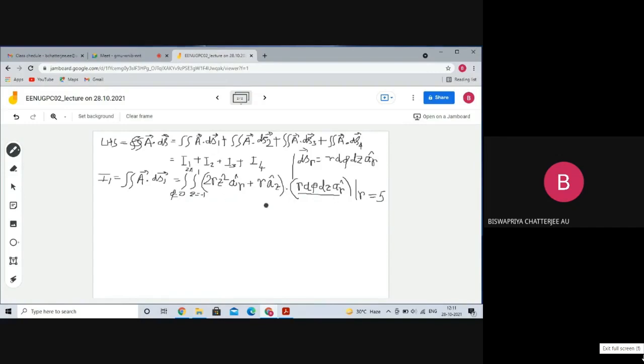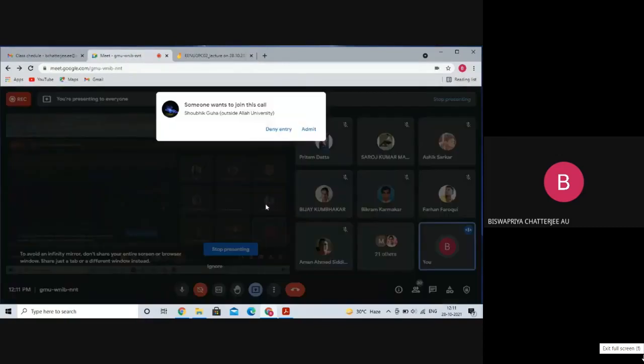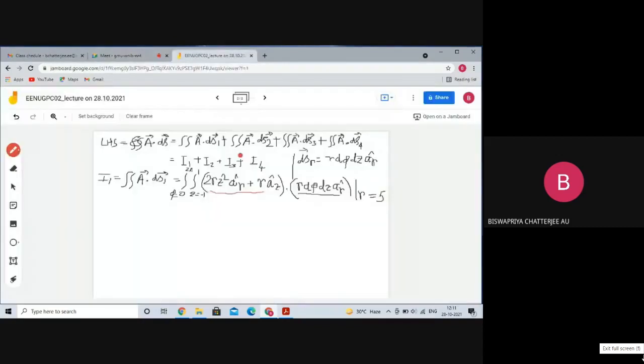Please go through this equation, and if you have any doubt, you can ask me. This is A dot ds1. A is as written here, and ds1 is nothing but dsr as written here, with r equal to 5. This is a constant R surface. Is it okay? Please go through this very carefully.